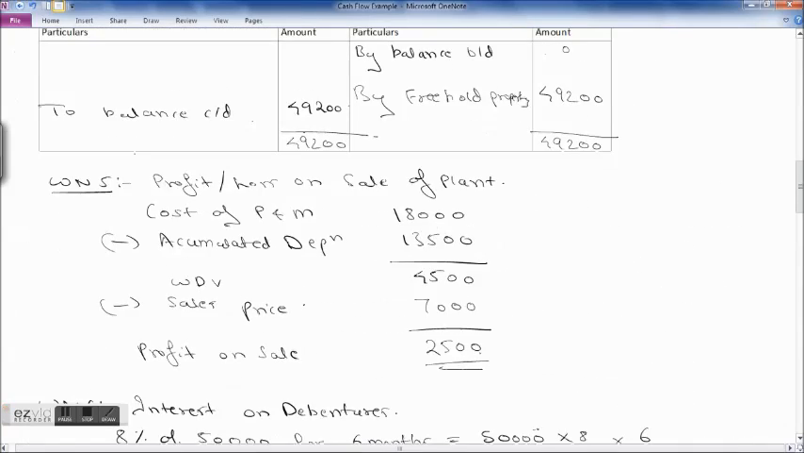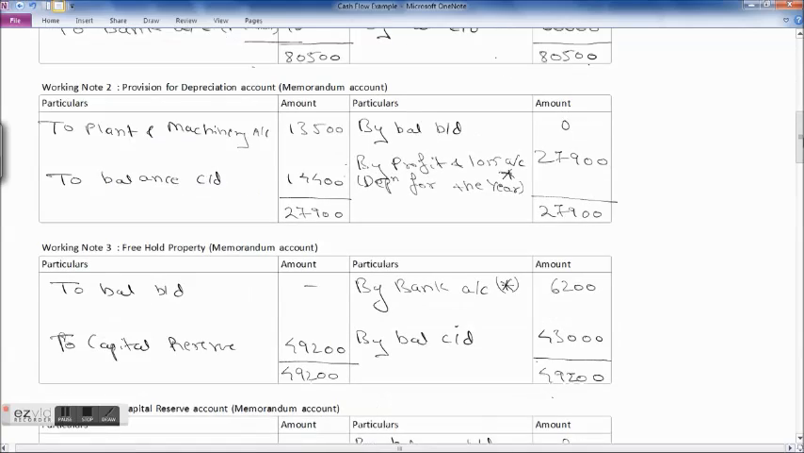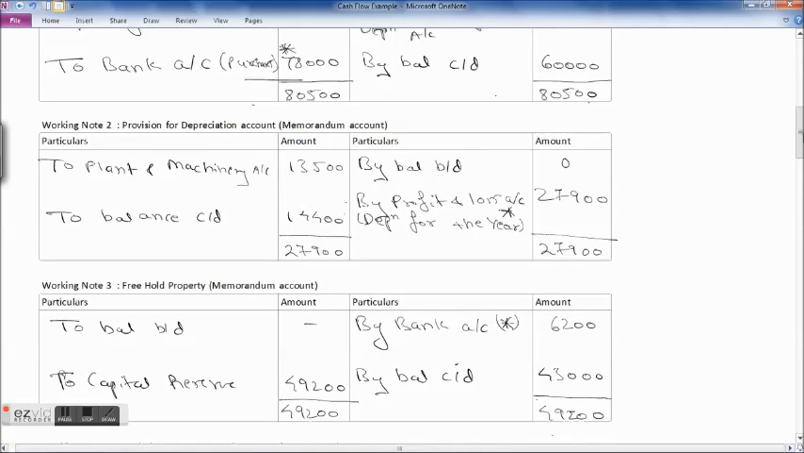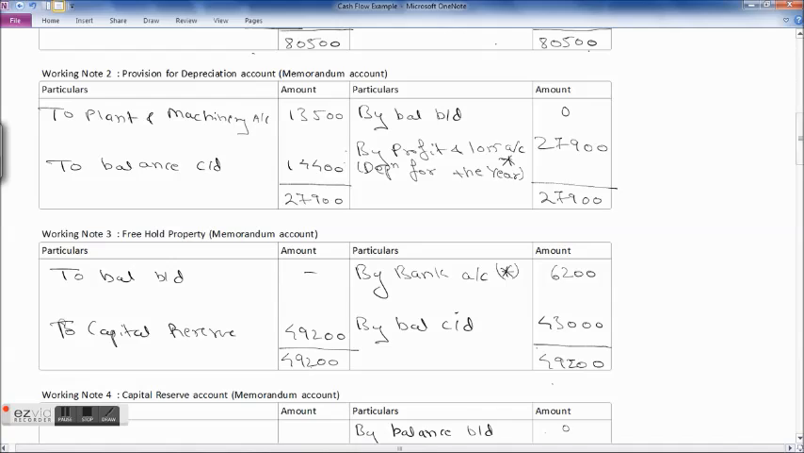Then next, let's see the accumulated depreciation account. In the provision for depreciation memorandum account, on the credit side you have balance brought down 0 to balance carried down 14,400. Then there is one transfer entry of 13,500 from provision for depreciation to plant and machinery, for the sale of plant and machinery, so it has no impact on your cash flow. Then there is one more, by profit and loss account 27,900, depreciation for the year.